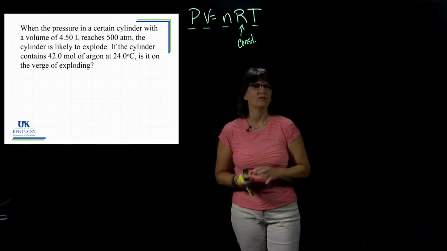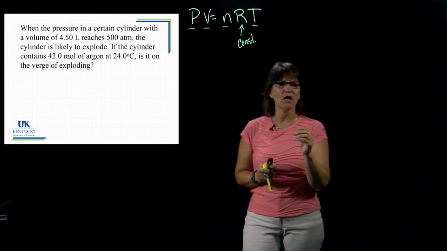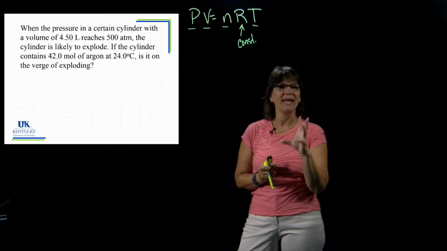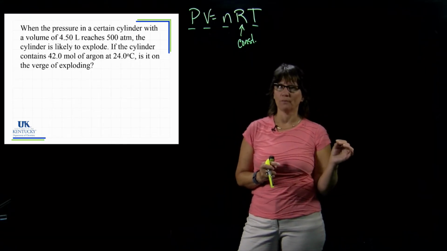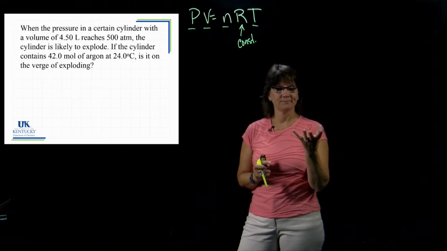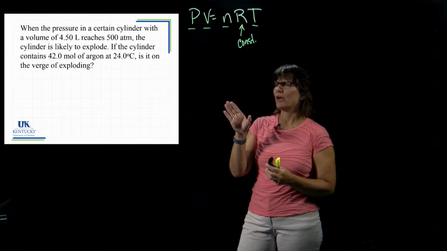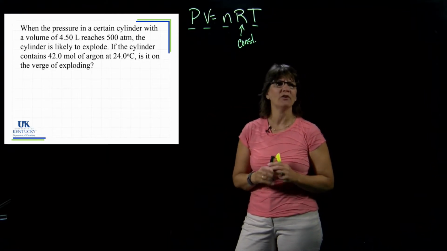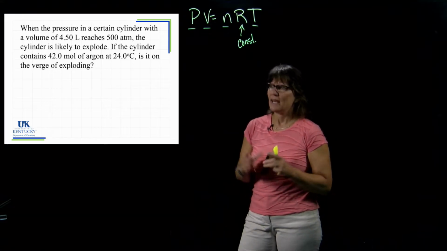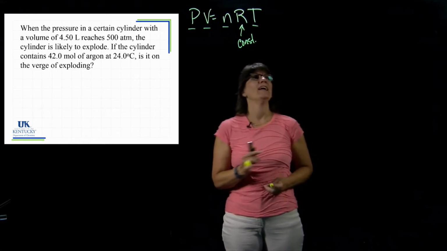As I look at this one, there's a lot of wording, so it might be a really good idea to pause the video and read through it yourself and see what's given and what you're trying to solve for. Then come back. Okay, hopefully you did that. So I read through there and I see conditions of a cylinder. It can withstand 500 atmospheres of pressure, and it tells me this cylinder is a 4.5 liter cylinder. So it's a gas cylinder.